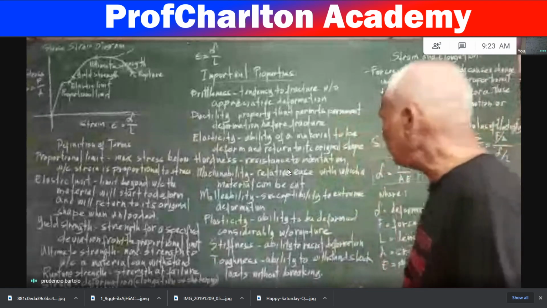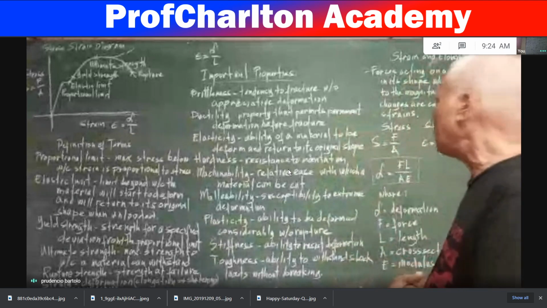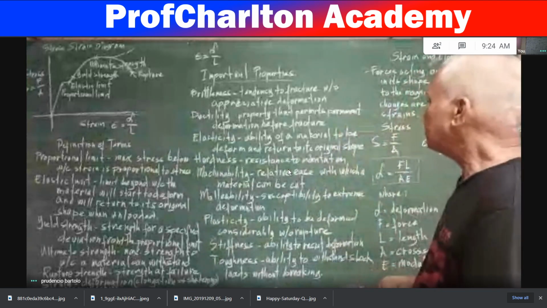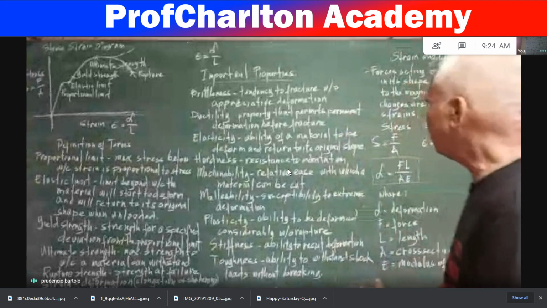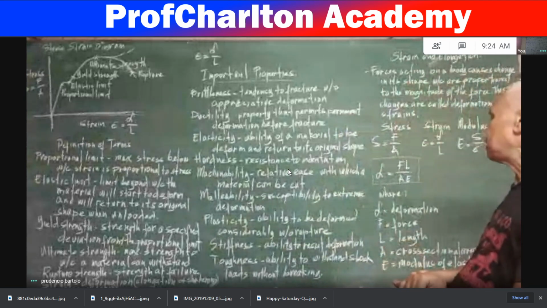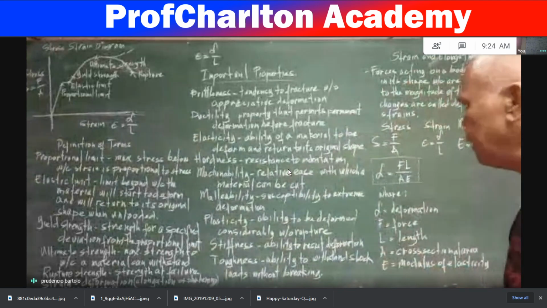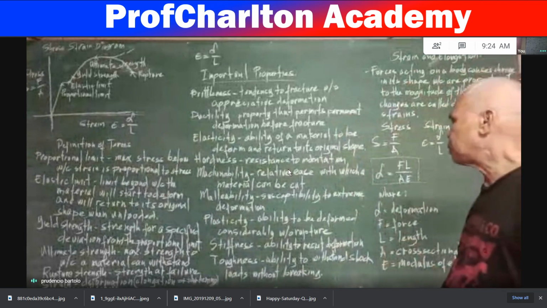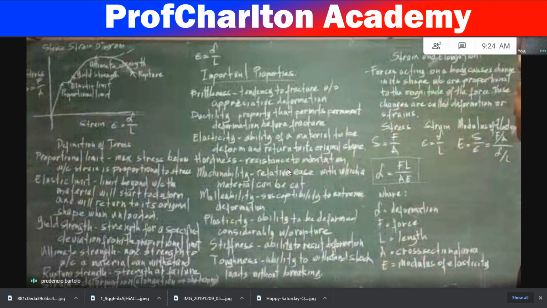Then next is machinability. Machinability by definition is the relative ease with which a material can be cut. That is the machinability property. Then next is malleability. By definition, malleability is susceptibility to extreme deformation. Plasticity, by definition, is the ability to deform considerably without rupture. Stiffness is the ability of the material to resist deformation.